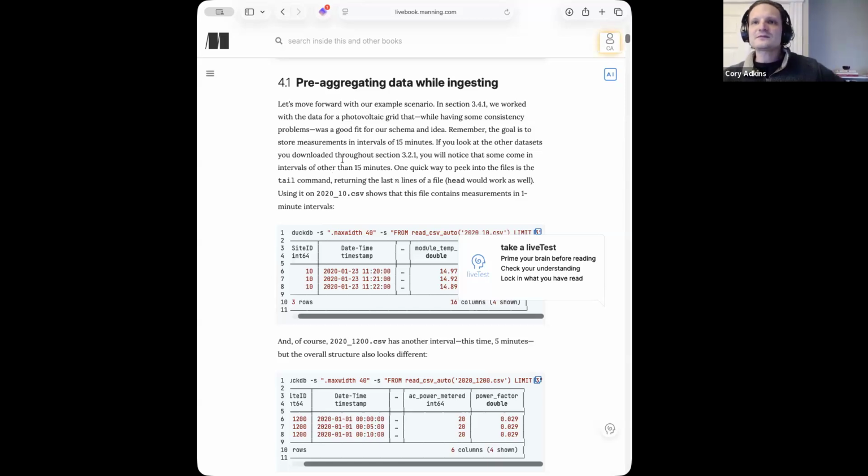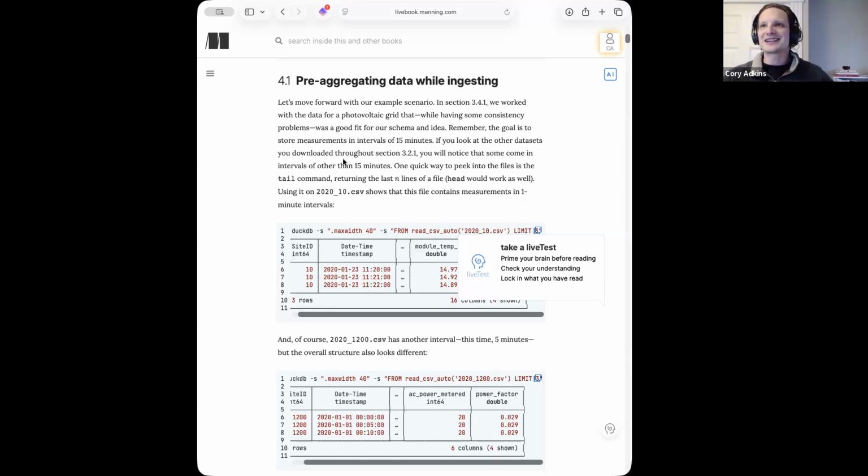I am just going to go through it in order. So this first section is about aggregating data while ingesting.